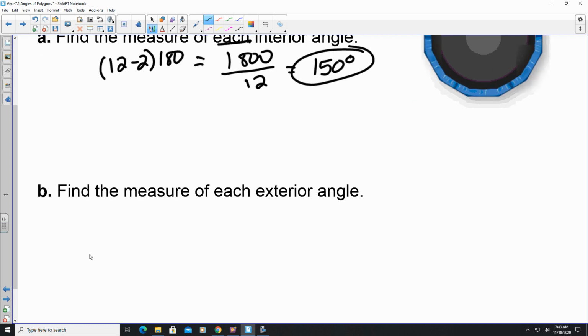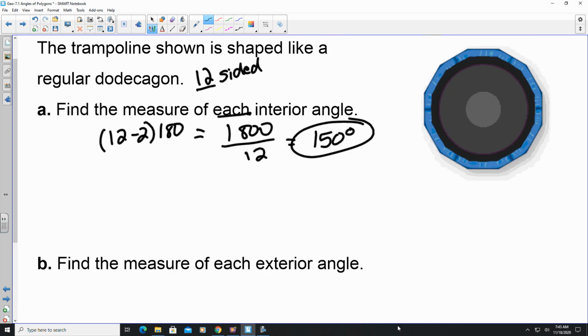For part B here, they want you to find the measure of each exterior angle. So they want you to find this measurement here. Well, if this right here is 150, this is a linear pair, and a linear pair means that it's supplementary, so it's just going to be 180 minus 150, and that is going to equal 30 degrees. One way to check this is if you took 30 and multiplied it by 12, you should get 360 degrees, and you do.